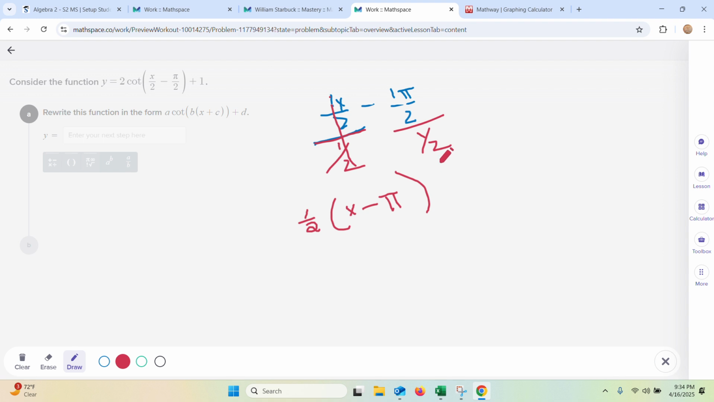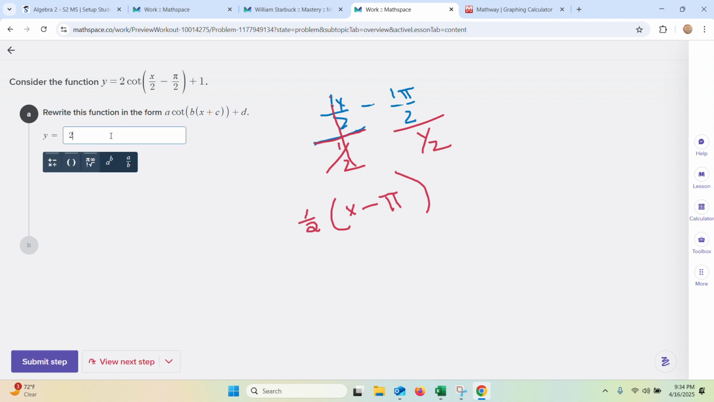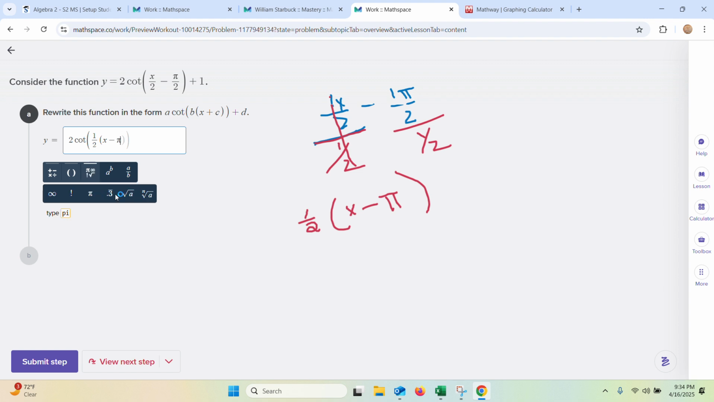And probably the other problems will show that math a little bit better. So there we go. That's the part of the equation that changes. Everything else stays the same. So 2 cotangent parenthesis 1/2, then we do another parenthesis and then x, and it's minus pi, close the parenthesis, then plus 1. See how it's the same except I factored out the half.